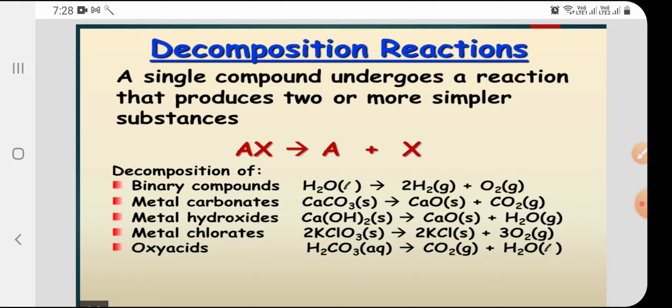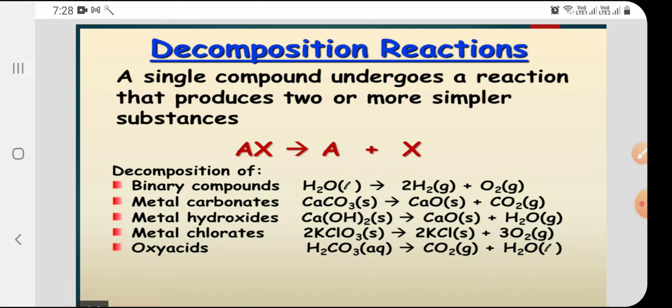Again I'm repeating the definition. Decomposition reaction means a single compound undergoes a reaction that produces two or more simpler substances. For example, I have a compound like AX, and when this compound splits, it gives you A and X. It means that A and X get separated from each other. Now what are the different examples for that?